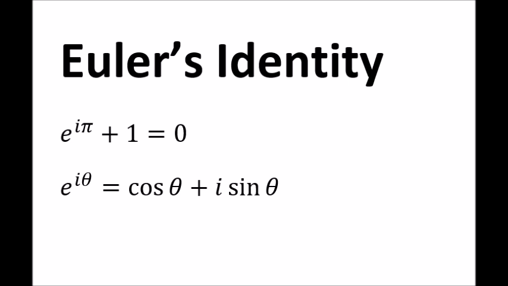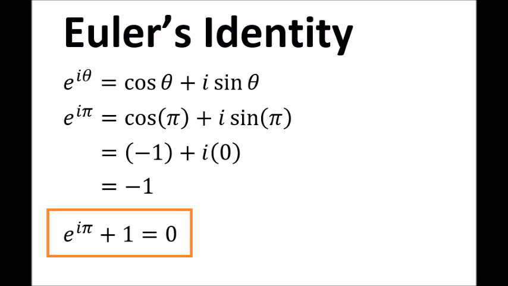What we can use to prove that is the more general expression, e to the i theta is equal to cosine theta plus i sine theta. This is often referred to as Euler's formula. Plug in theta equal to pi and see what happens. Cosine of pi radians is equal to -1. Sine of pi radians is equal to 0. Thus, e to the i pi is equal to -1. If I add 1 to both sides, I get the expression boxed in orange. Euler's identity.